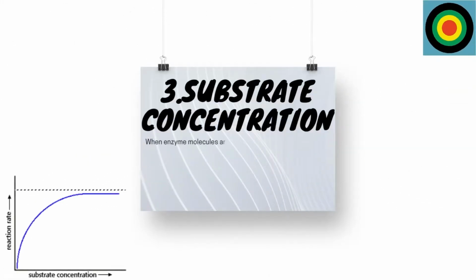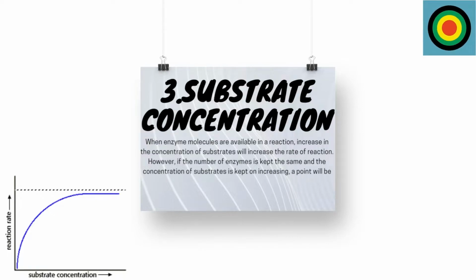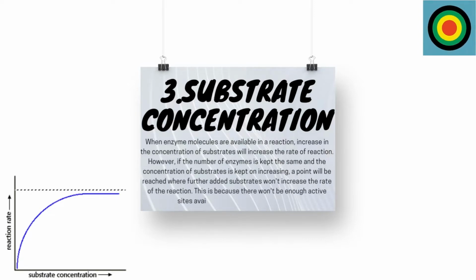Substrate concentration. When the enzyme molecules are available in a reaction, an increase in the concentration of substrates will increase the rate of reaction. However, if the number of enzymes is kept the same and the concentration of substrates is kept on increasing, a point will be reached where further added substrates won't increase the rate of the reaction. This is because there won't be enough active sites available to bind to the substrates.